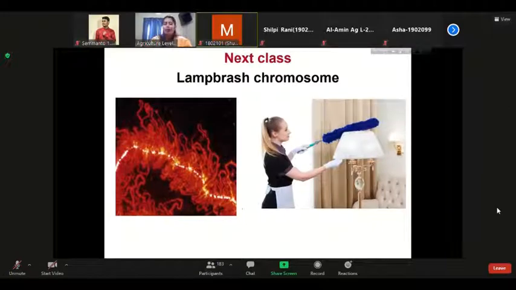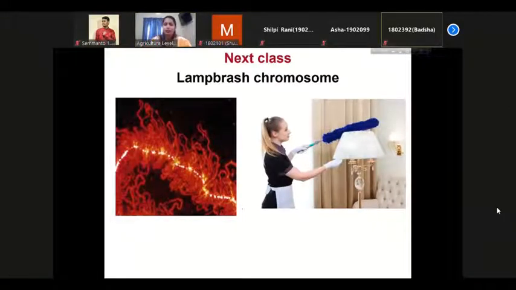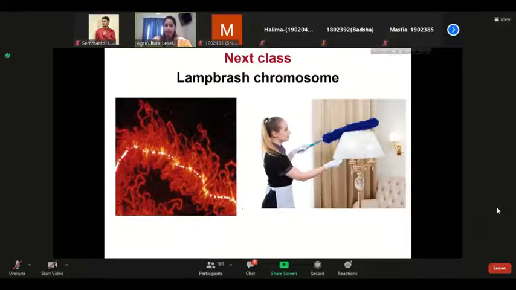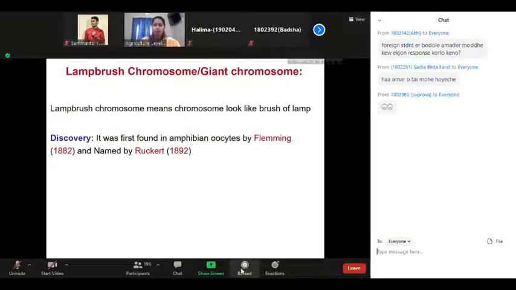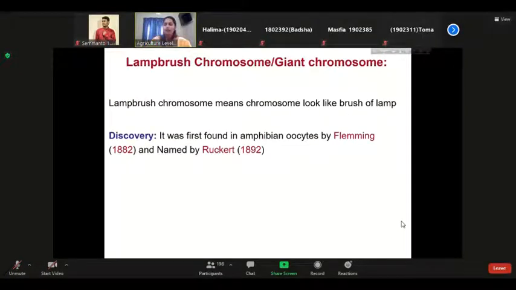Lamb-Brush chromosome. From the word we can guess how it looks. It looks like a brush, like the brush used for cleaning a lamp. So the chromosome which looks like the brush for cleaning a lamp is called the Lamb-Brush chromosome. Now, if we see the definition, Lamb-Brush chromosome means the chromosome looks like the brush of a lamp. It was first discovered by Fleming in 1882, and the name was given by Ruckert in 1892.